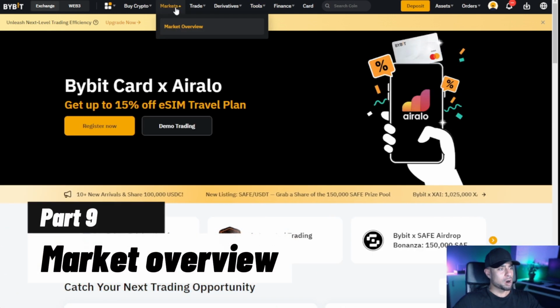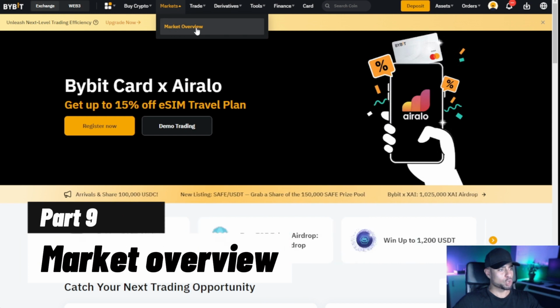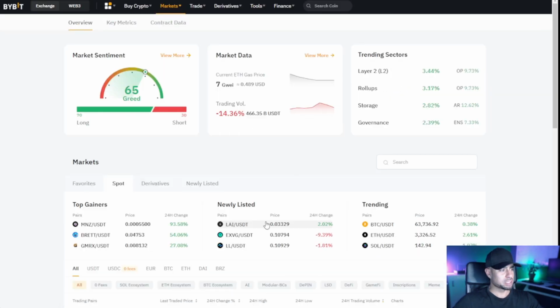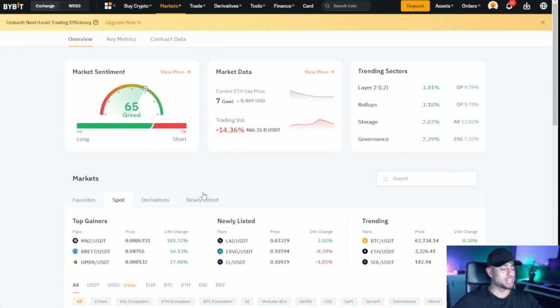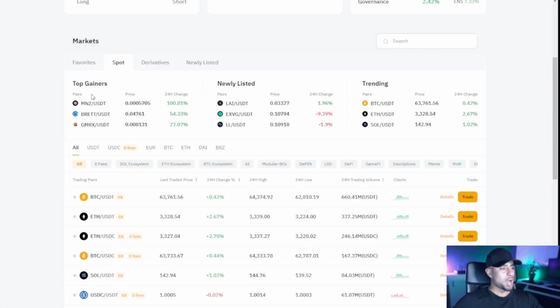Now up here on the bar, if you click markets and then markets overview, you will get to this place. What this is for is to get an overview of the market. For example, you have the fear and greed index here. Right now you're seeing a lot of greed in the markets. Maybe not the best opportunity to go in for a long position, but it's only 65%, so it's not overwhelming either. You have market data, trending sector. So you see here what tokens are trending right now. Top gainers.